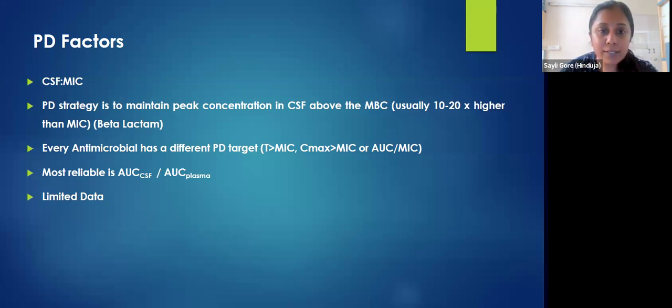When the drug is given intraventricularly, the PD strategy adopted is to maintain the peak concentration in CSF above the MBC, the minimum bactericidal concentration, which is usually 10 to 20 times higher than the MIC. Every antimicrobial has a different PD target, that is time to MIC, Cmax to MIC, or AUC to MIC. When IV therapy is given, these parameters come into the picture. But when intraventricular therapy is given, you have to make sure that the CSF concentration to MBC is higher.